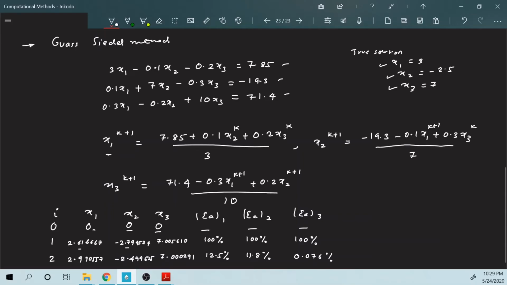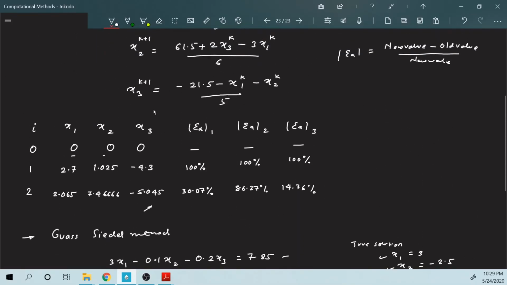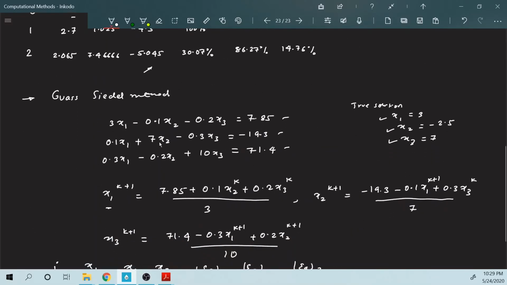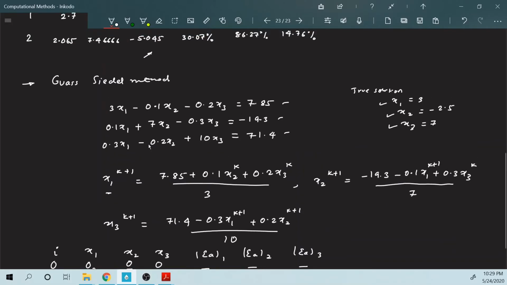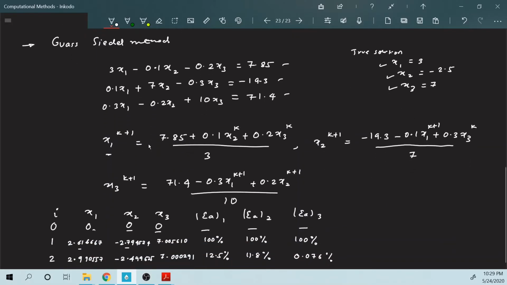Again, if I repeat, in Jacobi method, you use the previous values. In Gauss Seidel method, the only difference is you use the most recent value. If it is available, good. If it is not available, then you are bound to use the previous value. So this is your Gauss Seidel method.